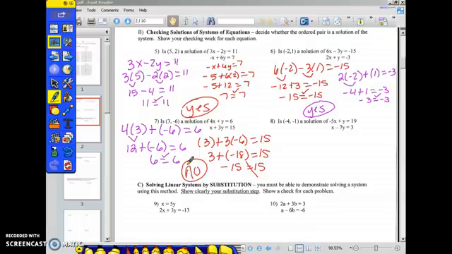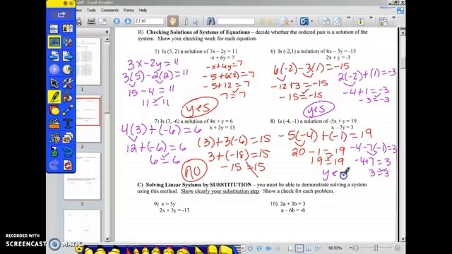And number 8 is 4, negative 1, a solution of negative 5x plus y equals 19, x minus 7y equals 3. We have negative 5x, x is 4, plus y, which is negative 1. Negative 5 times 4 is negative 20... Negative 5 times negative 4 is 20. 20 minus 1 is 19. So it works for our first equation. For our second equation, we have negative 4 minus 7 times negative 1 equals 3. Negative 7 times negative 1 is positive 7. Negative 4 plus 7 is 3. So yes, that is a solution for that system.